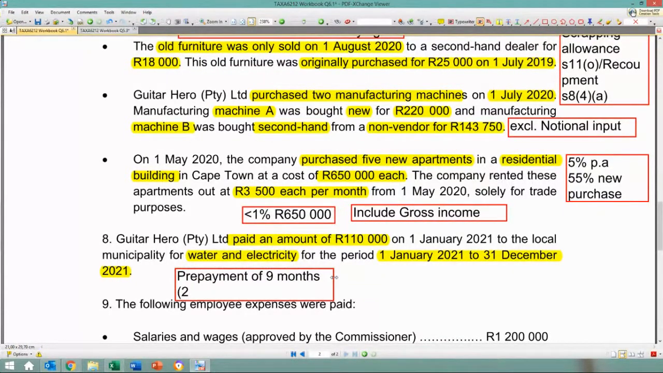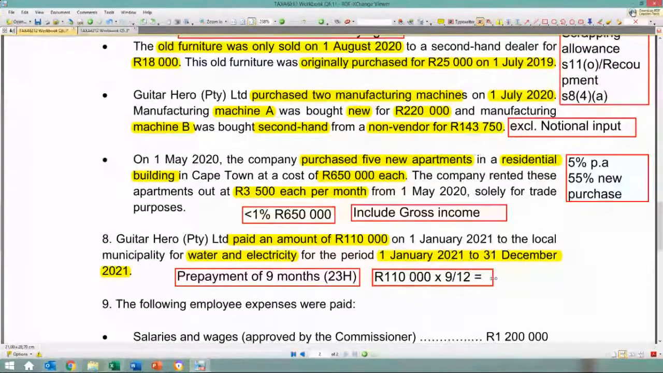So we have to go look at section 23H to determine how we actually deal with this. The first requirement we look at is the portion that was prepaid. That would have been the 110,000 times 9 divided by 12, which would have given you an amount of 82,500. We know this will occur within the next 9 months, so it is not within 6 months. So that requirement has not been met.